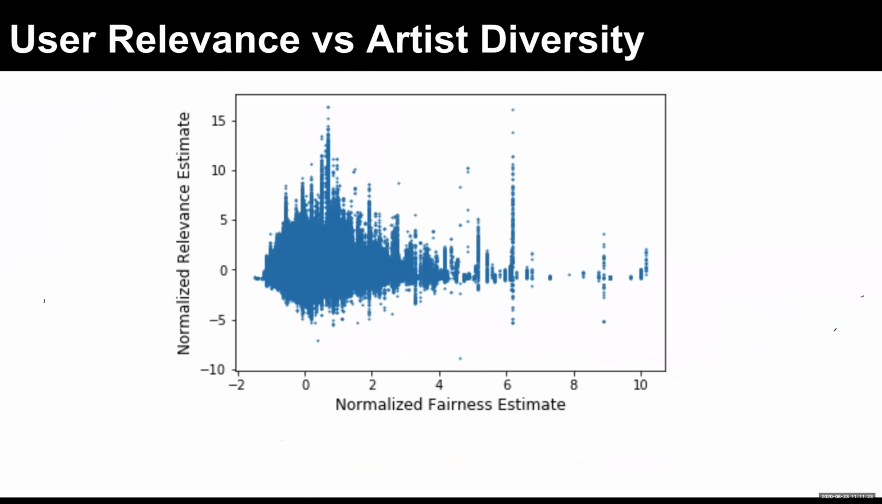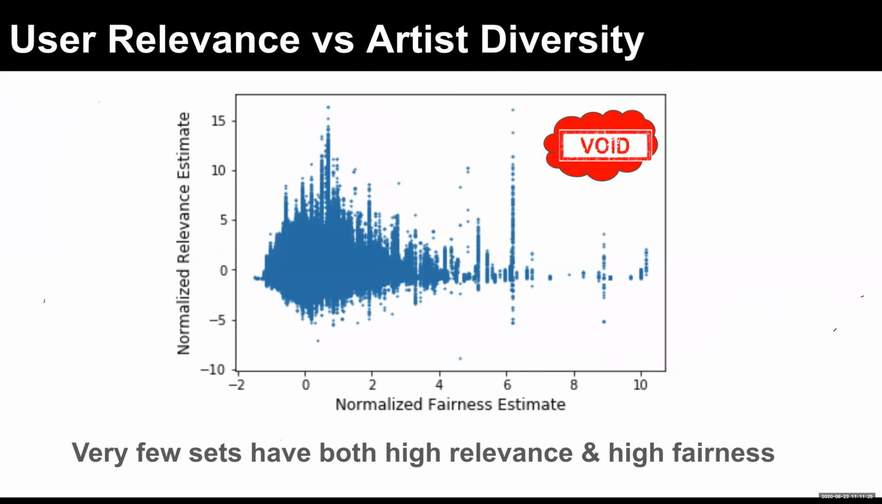I've shown this plot before. On the x-axis, we have the diversity and fairness of suppliers, and on the y-axis, we have the user relevance. There is no set on the top right, which means we don't have a lot of sets which have both high relevance and high fairness. So there's a trade-off. Had there been content on the top right, we could have just shown that and both metrics would have improved. But now we have to make these trade-off decisions.